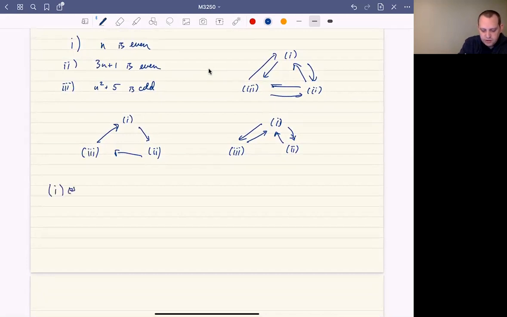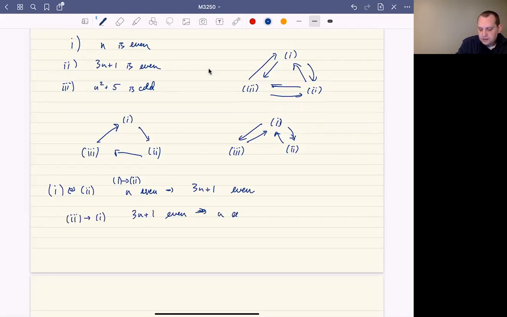If I want to prove that 1 and 2 are equivalent, I need to prove that if n is even, that implies that 3n plus 1 is even. We can do that with a direct proof, and I'll leave the details to you. That's 1 implies 2. If I wanted to prove 2 implies 1, this means that 3n plus 1 is even implies that n is even, and we could do that with a proof by contrapositive.